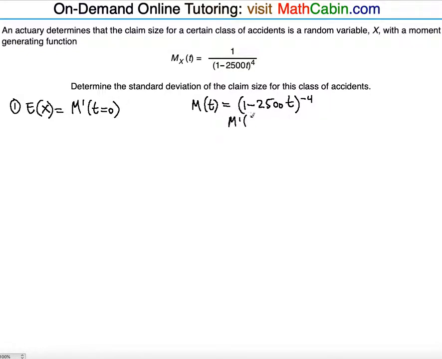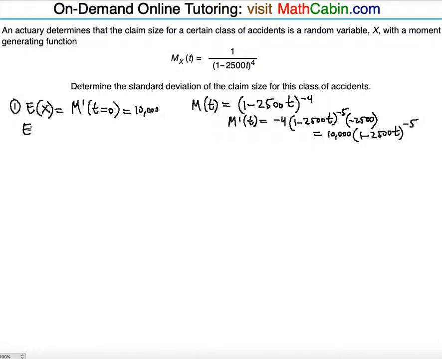So the first derivative is going to be negative 4 times (1 minus 2500t) to the negative 5, multiplied by the derivative of the inside, which is negative 2500. This will give you exactly 10,000 multiplied by (1 minus 2500t) to the negative 5. So if you plug in t equals 0, the expected value is simply 10,000.